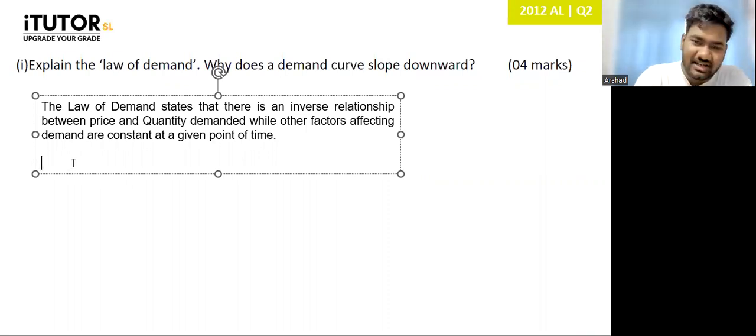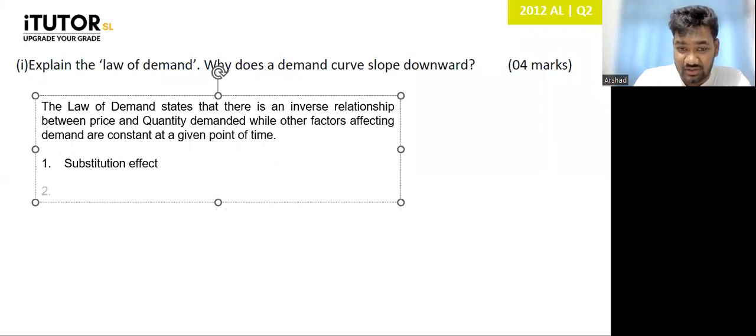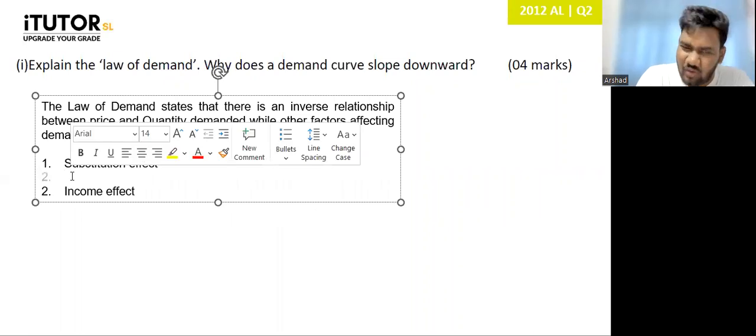Okay. So what are the reasons behind this, guys? So why does the demand curve slope downward? Right? Because of 1, the substitution effect, and number 2, the income effect. So you need to write a little bit about the substitution and income effect. They're giving you 4 marks now, guys.